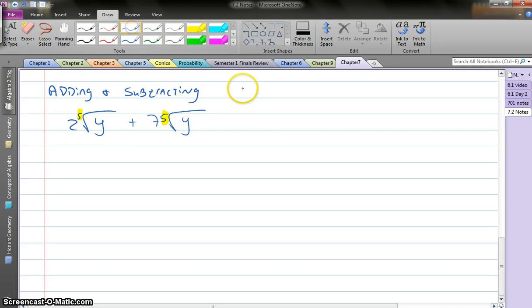It's just like adding 2x plus 7x. They both have x's. These both have y to the fifth root. So we can add 2 and 7 to get 9 times y to the fifth root. That's it, just like combining like terms.